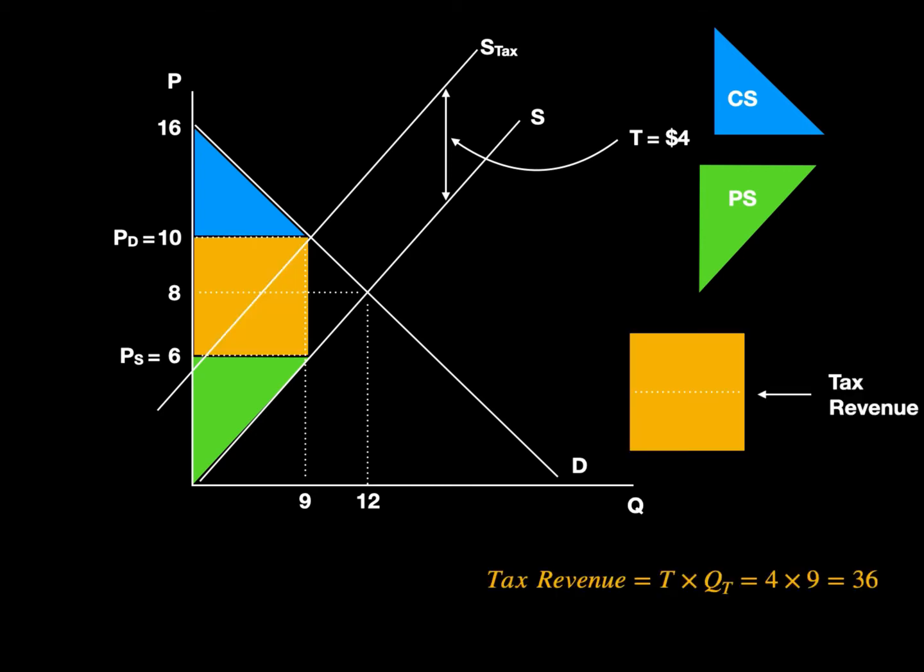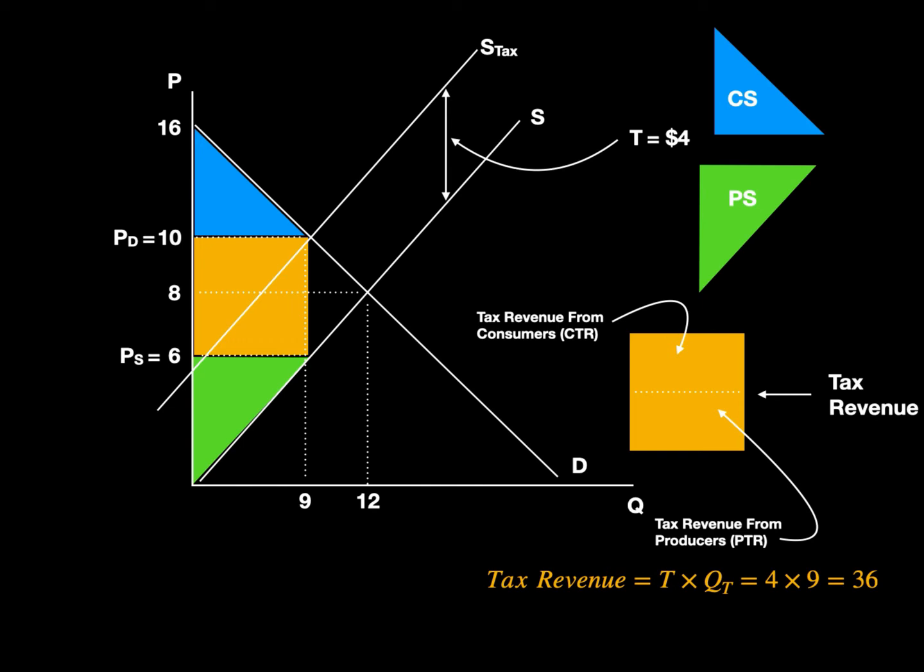The tax revenue is equal to the amount of the tax times the number of units taxed. The tax revenue is shown here by the orange rectangle. The height of this rectangle is the amount of the tax, and the base is the number of units taxed. The top portion of the tax revenue rectangle represents the amount of tax paid by consumers.